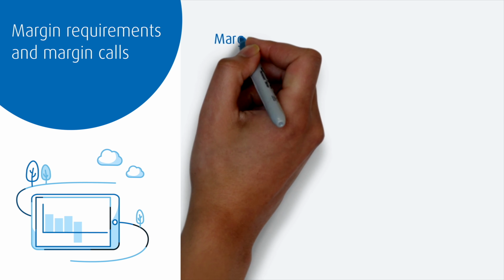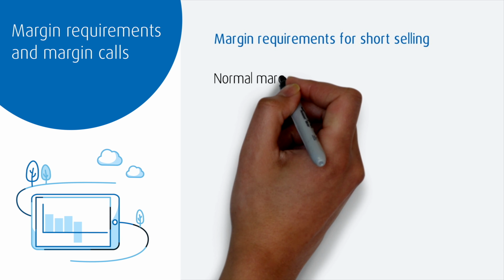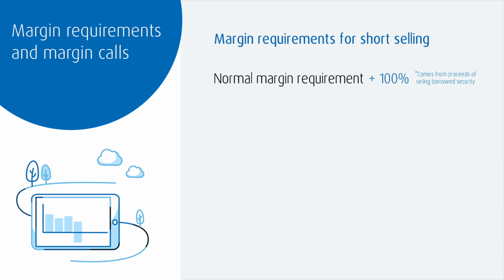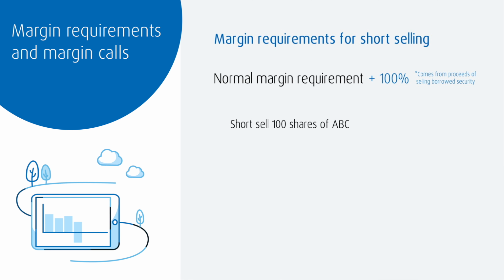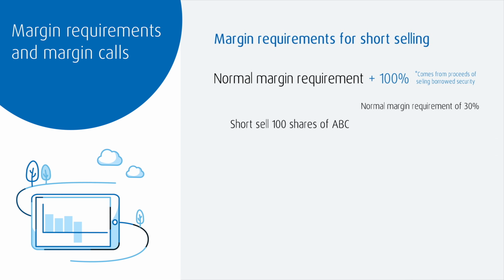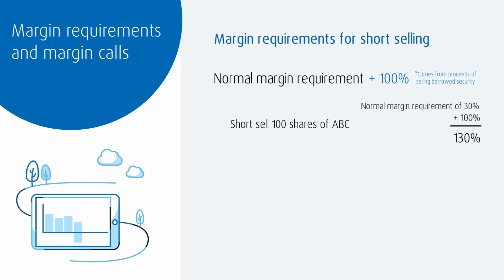Let's now look at margin requirements for short selling a stock. With short selling, the margin requirement is the normal margin requirement plus 100% of the value of the security. So if you wanted to short sell 100 shares of stock ABC that had a normal margin requirement of 30%, the short selling margin requirement would be 130%.